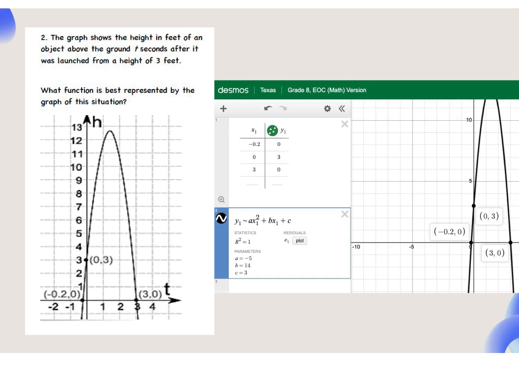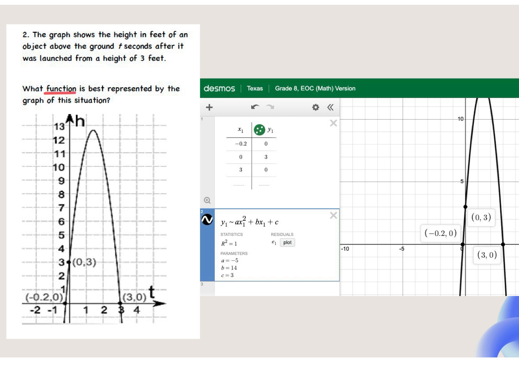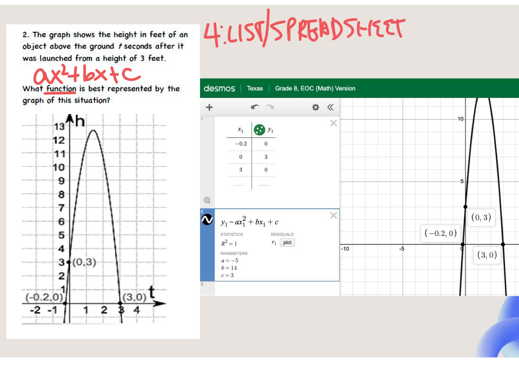On number 2, we have this beautiful picture. Now they're asking us for our equation. So they're asking us for ax squared plus bx plus c. So you can use number 4, list in spreadsheets, if you are using the yellow calculator. And then you would use menu 416.